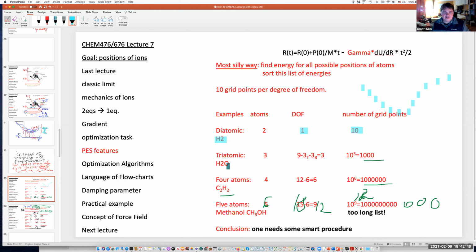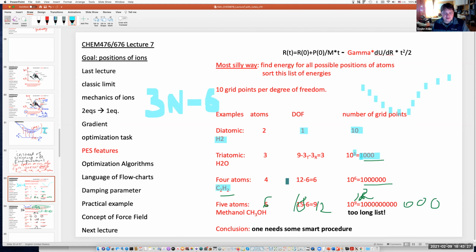If you have a triatomic molecule, the number of degrees of freedom is 3n-6, because one subtracts 3 rotations and 3 translations. So 9 minus 3 minus 3 will be 3. So since motions in several directions are independent, one would need 1,000 points, right? Because they're independent and one needs to multiply.